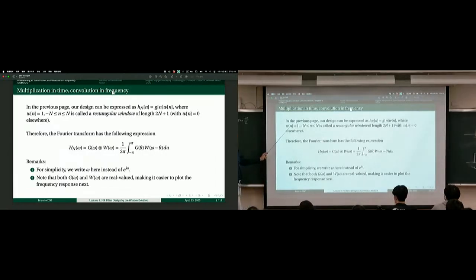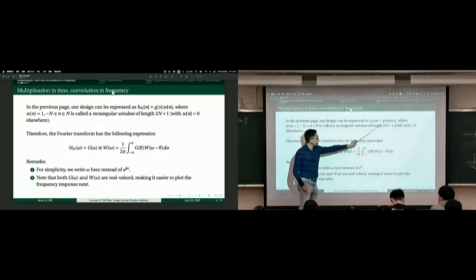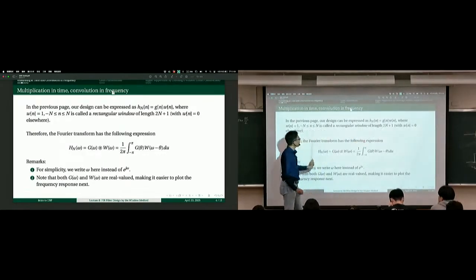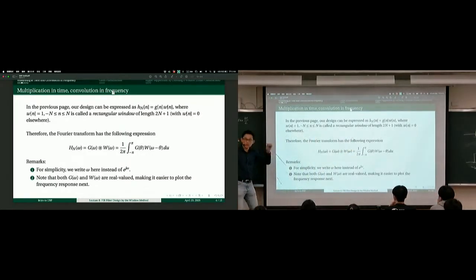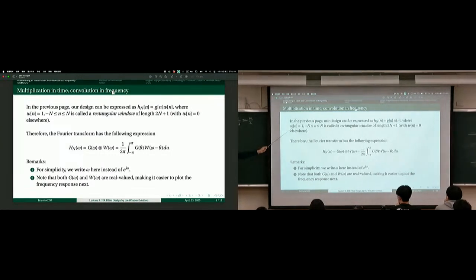And what's the window function? The window function is all 1 between minus n and n, and 0 elsewhere. This is the window function, so that when you multiply your ideal response with this window function, the resulting design is truncation. Truncation means multiplying by 1 between minus n and plus n, and everywhere else is 0. So equivalently, truncation means that we are multiplying our ideal response with the window function. Can we agree on that?